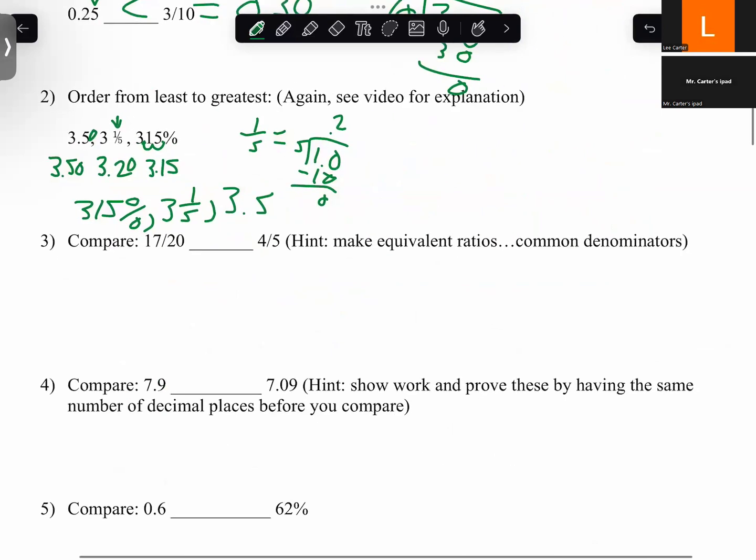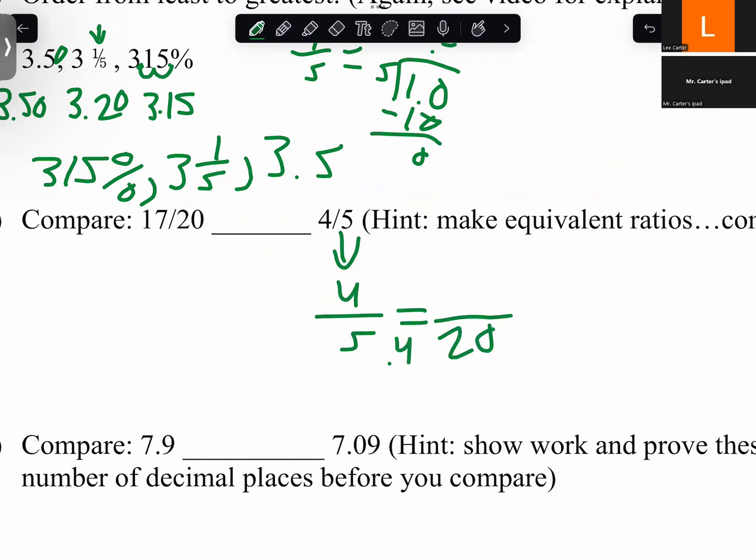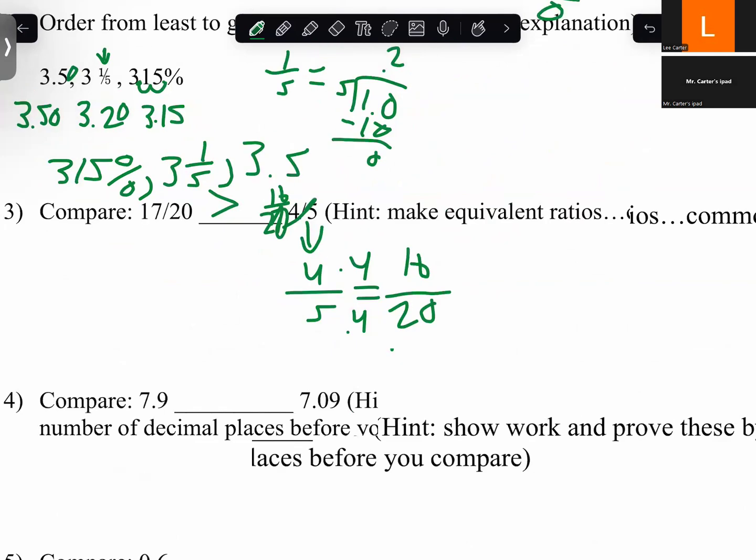Okay. Here I put make equivalent ratios with common denominators. That's the way I prefer. If you did do decimals, that's okay. All right, so we have 17/20ths, and now we have 4/5. If we're going to put 4/5 over 20, that's what equivalent ratios means. So that's times 4. If you do it on the bottom, you do it on the top. So we have 16/20ths right here. So 17/20ths is greater than 16/20ths.